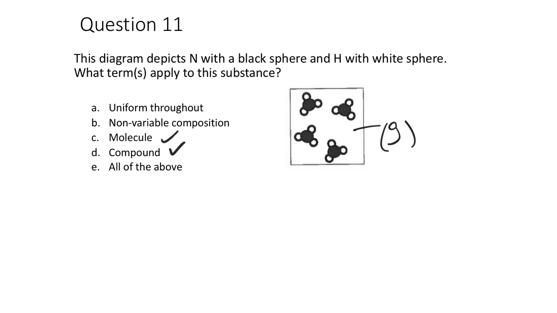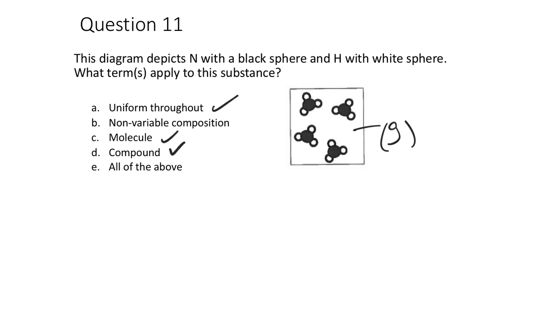That's a molecular compound. And then uniform throughout would be, does this appear to be homogeneous? It appears to be equally mixed, so it appears to be homogeneous to my eyes. And then the non-variable composition is, do I see any other molecules there? Do I see just NH3? And I do. I don't see any other molecules.